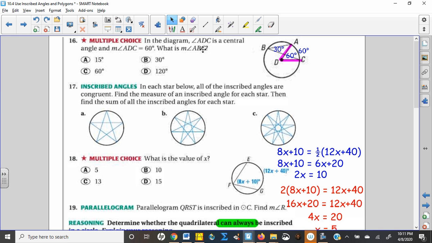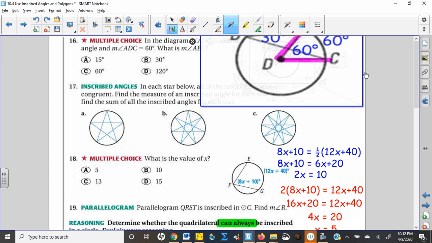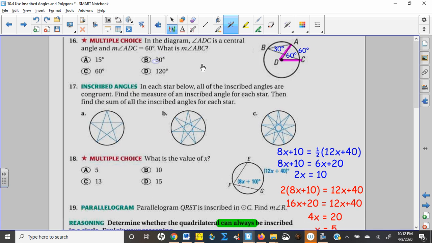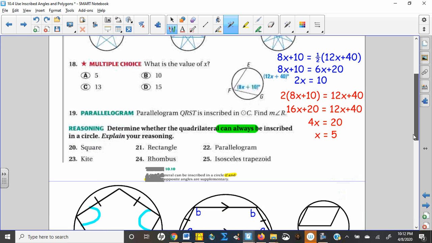If ADC is a central angle and ADC's measure is 60, what is the measure of ABC? So this is just, do you know inscribed angles? So let's take a closer look at this. We have a one-to-one relationship between central angles, but the inscribed angle is half the central angle, and half of 60 is 30. So it looks like the answer there is B. And then down here, number 18.